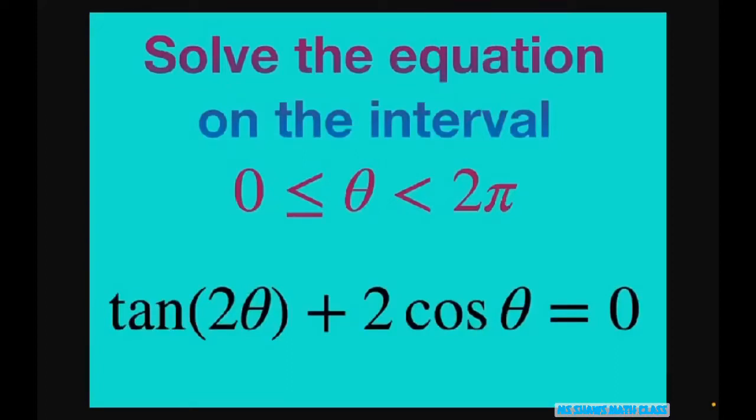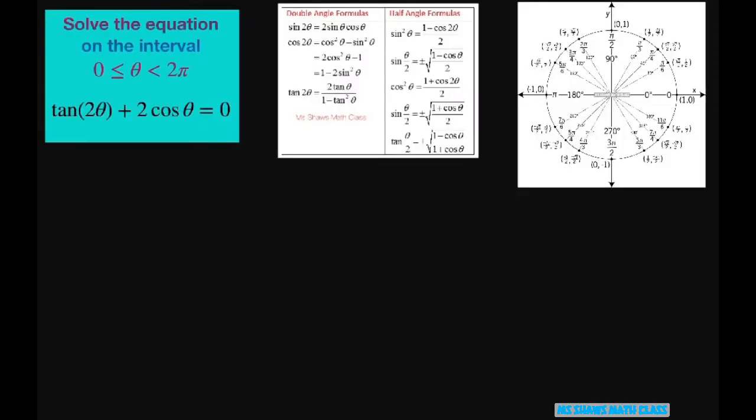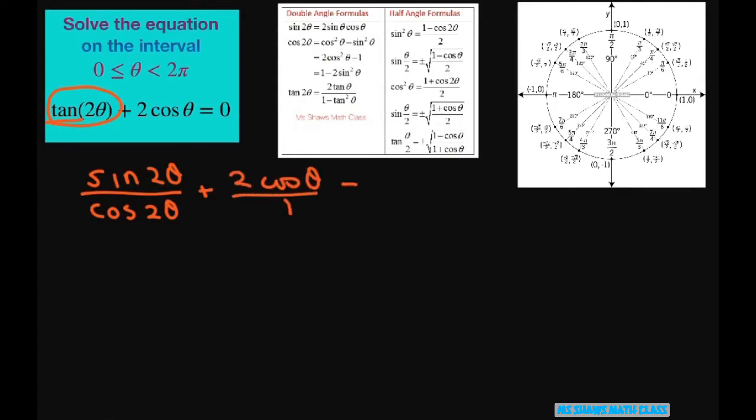Hi everyone, we're going to solve the equation tan of 2 theta plus 2 cosine of theta equals 0 on the interval 0 to 2 pi. The first thing let's do is go ahead and write tan of 2 theta in terms of sine and cosine. So this will be sine of 2 theta divided by cosine of 2 theta plus 2 cosine of theta equals 0.